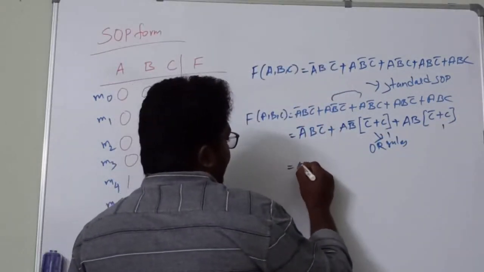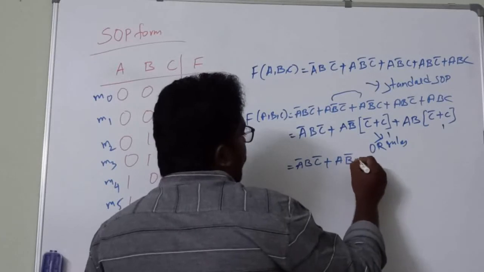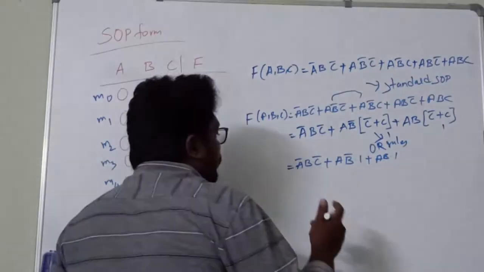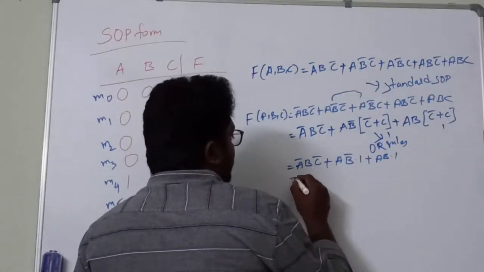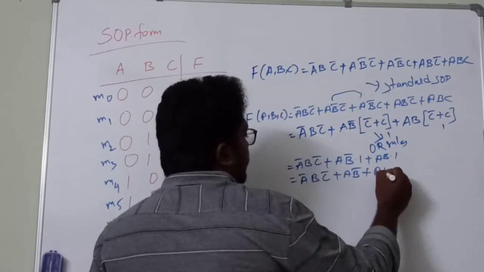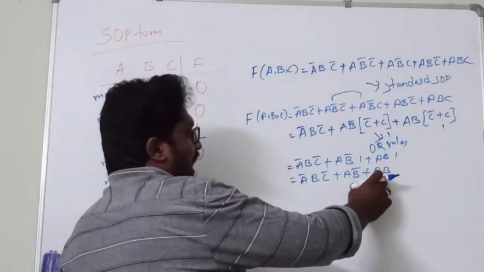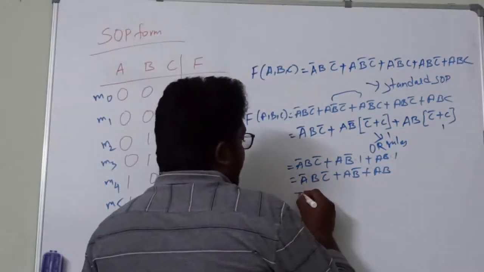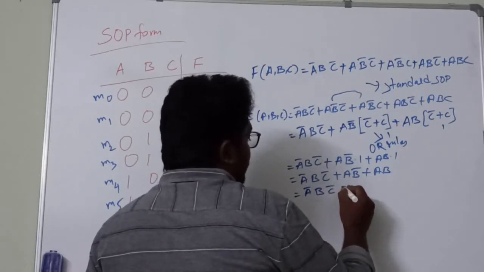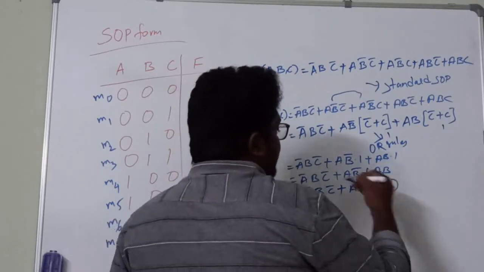So now the expression will become A complement B C complement plus A B complement into 1 plus A B into 1. So let's eliminate those ones. Then we will have A complement B C complement plus A B complement plus A B. And again, if you observe the last two terms, we have A as common, so we can reduce that. A complement B C complement plus, I am taking A as common, B complement plus B.